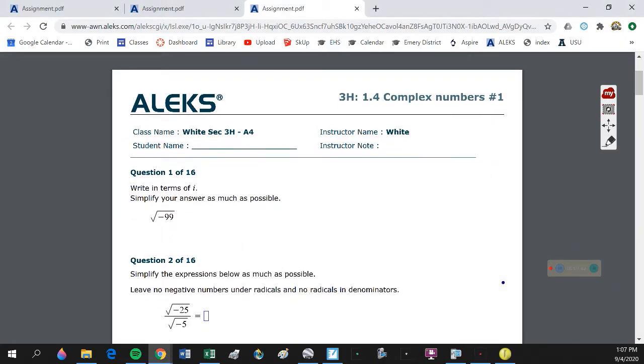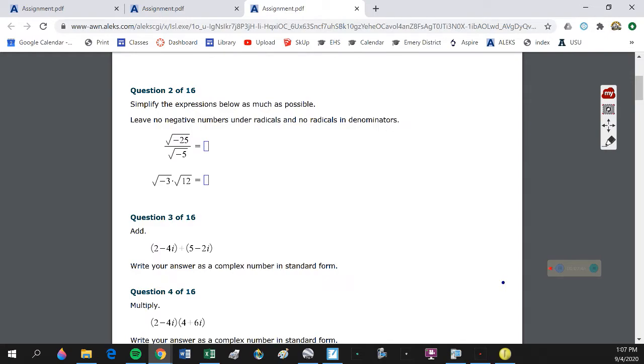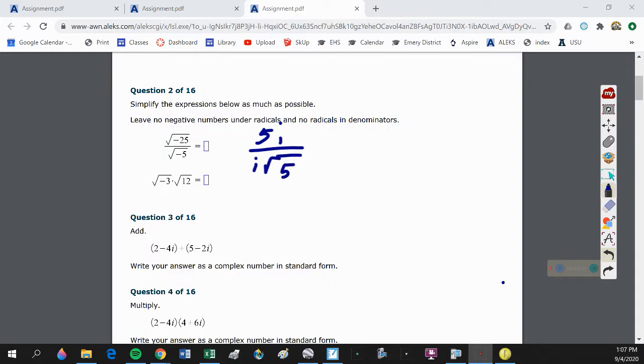So, look at number 2. What is the square root of -25? 5i. And the square root of -5? i root 5. Okay? But last year you learned you're not allowed to leave an irrational number in the denominator. So, to get rid of the root 5, I times it by root 5. Is that legal? As long as you do it on the top.